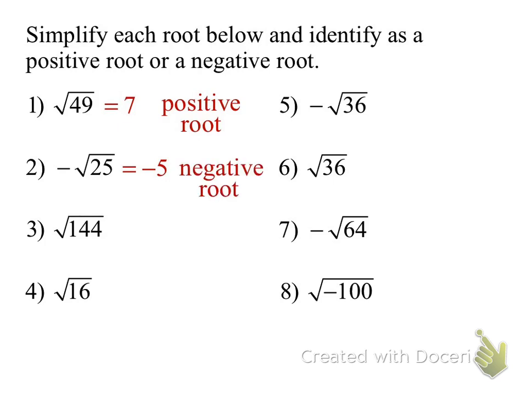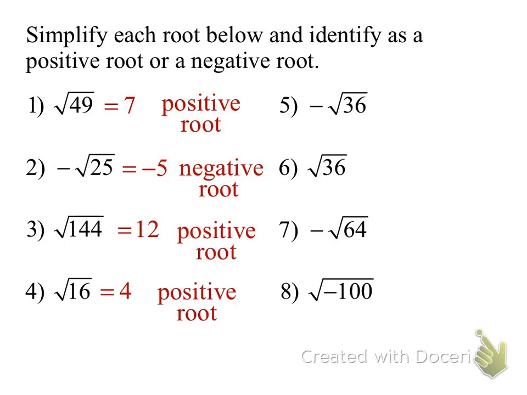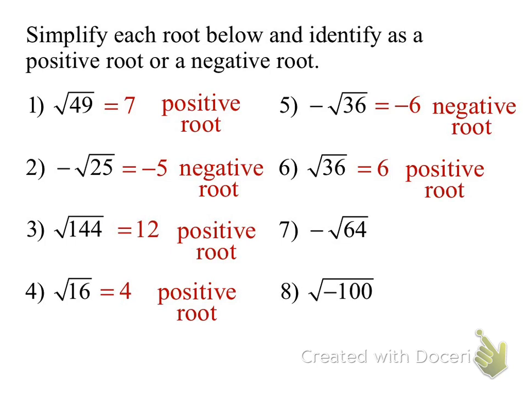12. Good. Number 4, please, Aton. It's 4. And it's a positive root. Good. Next one, Gracie. Negative 6, and it's a negative root. Good. The square root is 6, and you multiply by negative. Fiona. 6, positive root. Good. Number 7, Chloe. It's 8, and it's a negative root. Negative 8, and it's a negative root. Good. And then the last one.